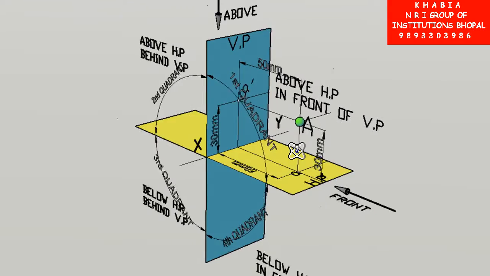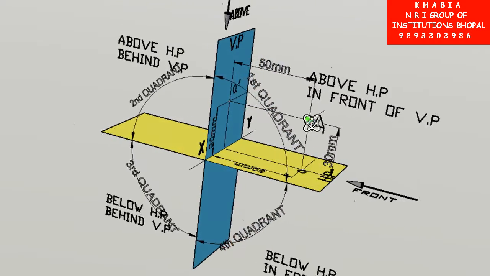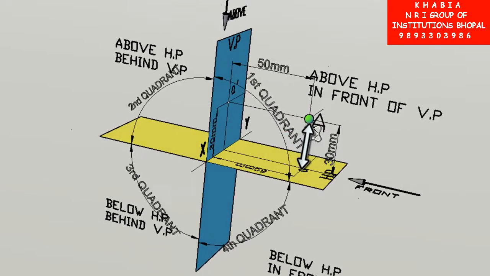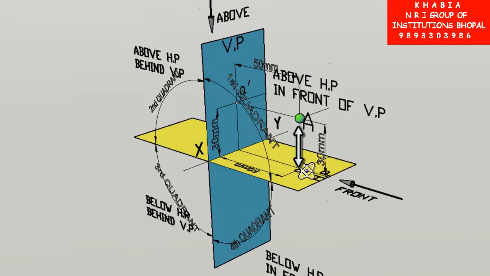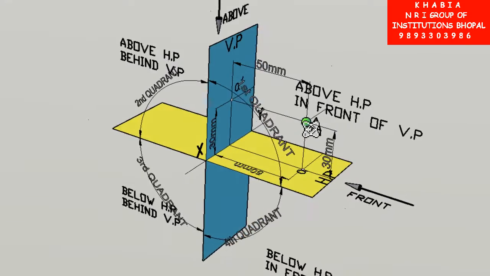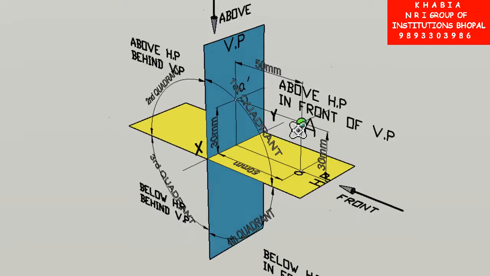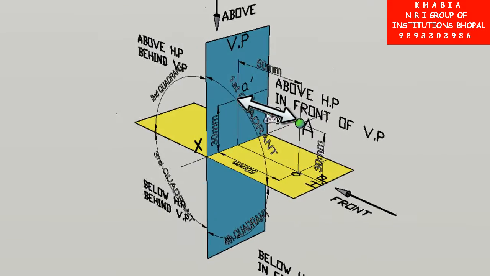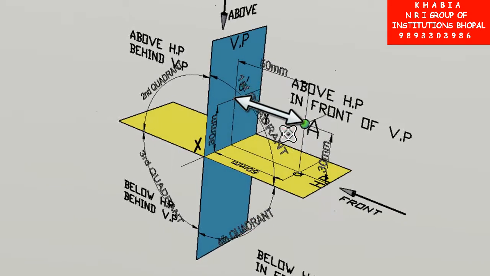In the problem, we were asked to keep point A 30 mm above HP, and you can observe from the model that in 3 dimensions point A is kept exactly 30 mm above HP. In the problem, we were asked to keep point A 50 mm in front of VP, and in this 3D model also we have kept point A exactly 50 mm in front of VP.